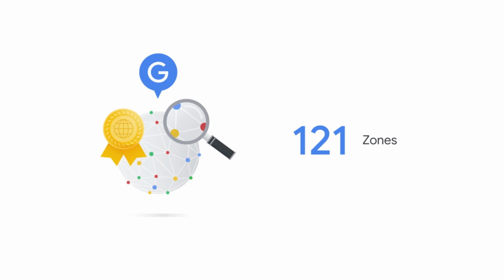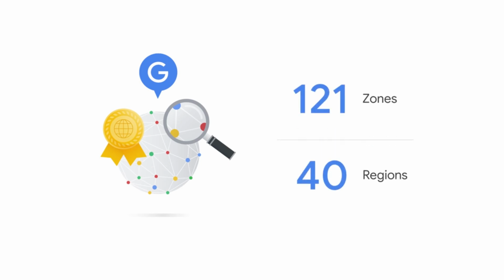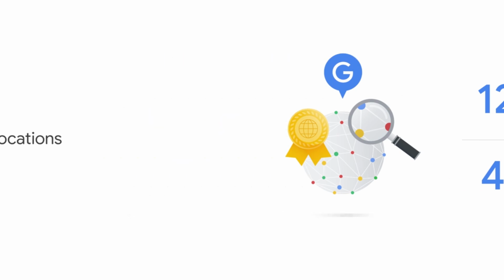Google Cloud currently supports 121 zones in 40 regions, although this number is increasing all the time. You can find the most up-to-date numbers at cloud.google.com/about/locations.